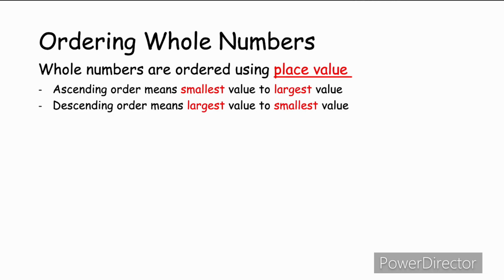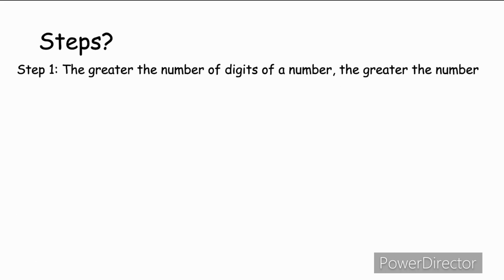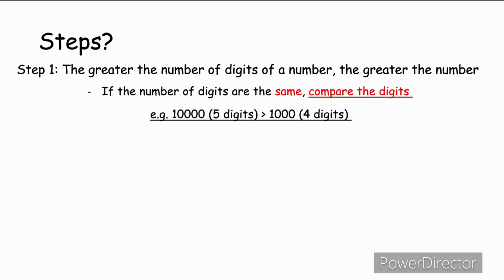As said previously, whole numbers are ordered using place value, and there are two steps to order them. First, we compare the number of digits of a number. The greater the number of digits of a number, the greater the number. For example, 10,000 is greater than 1,000 as it has more digits, 5 compared to 4. If the number of digits of the numbers are the same, we then move on to step 2.